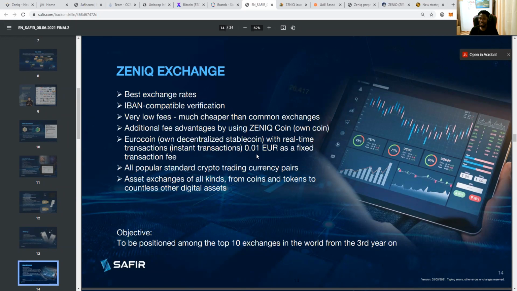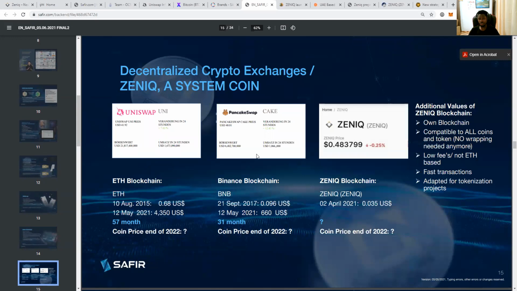And of course, as an exchange, it is going to list almost all major currency pairs. We're going to list almost all major currency pairs. So these are some of the things we need to pay attention to. And of course, it's IBAN compatible verification. All right. So you can do a bit of reading into it.